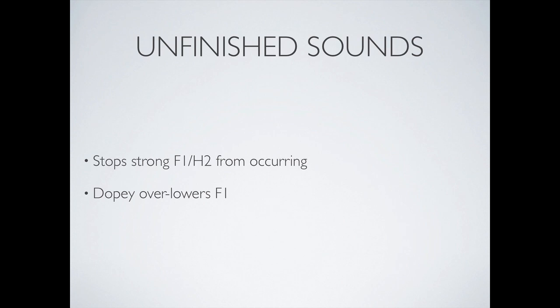So one of the unfinished sounds that's used a lot is a dopey sound, kind of like that. And what that does is it overlowers the F1. It causes you to drop the larynx so much that it never really couples up or boosts that second harmonic as you go into upper chest. So you're able to go from your chest through your bridge and into your head voice relatively easy.